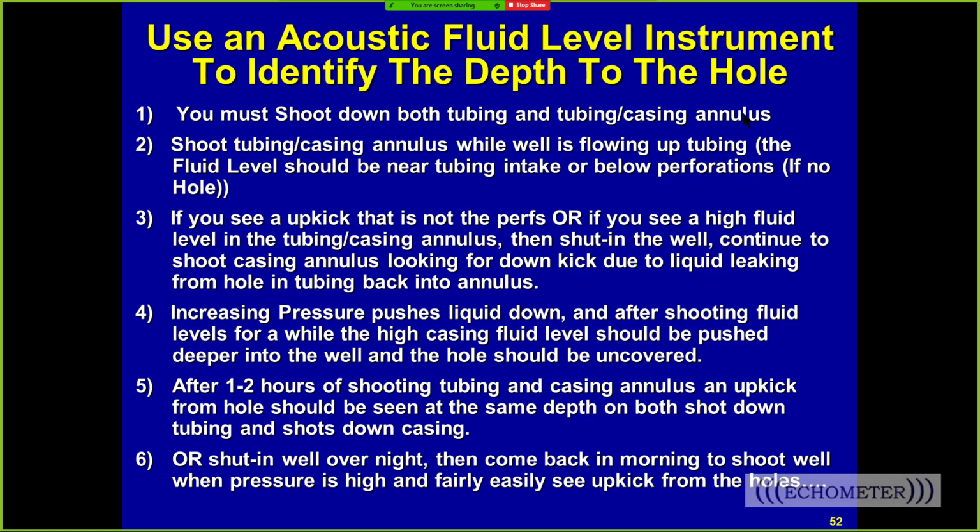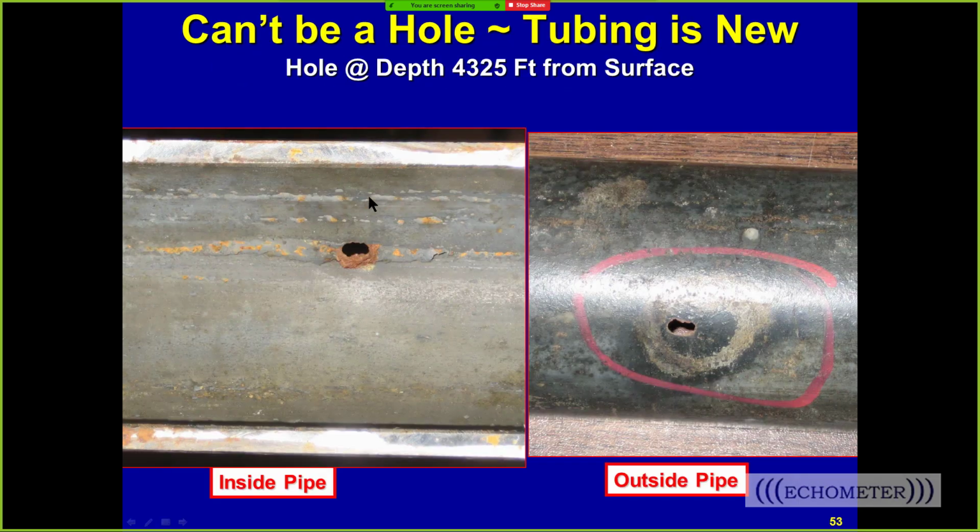So you need to shut the well in, build the pressure up, push the liquid level down, and you'll start to see an upkick on the shots. So there's the hole. It's only a 1/8 of an inch diameter hole. It's a little tiny hole, 4,325 feet from the surface, and this is due to condensation at a certain depth due to temperature change. And that's where the fresh water rained on the tubing and eventually washed away or became acidic and took away the steel off the tubing wall.